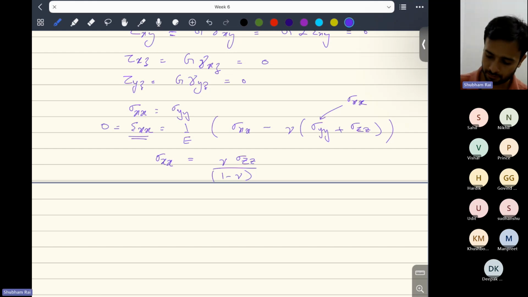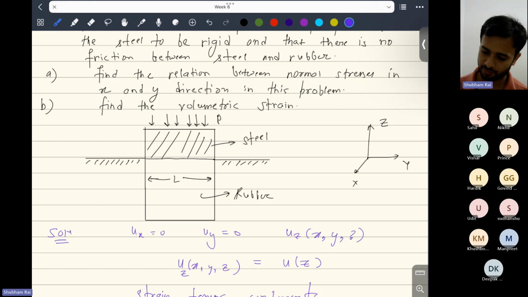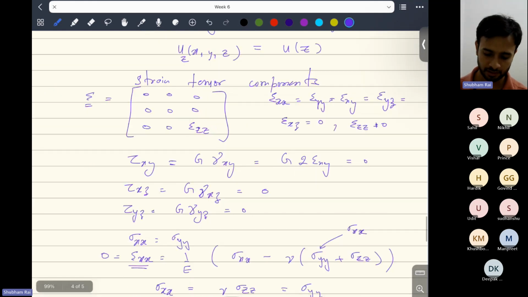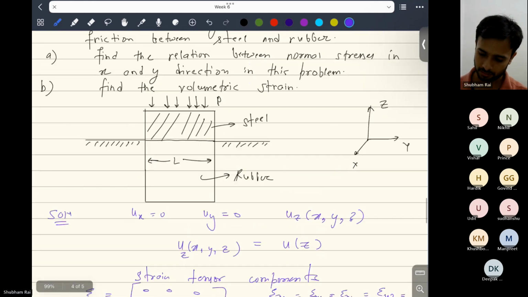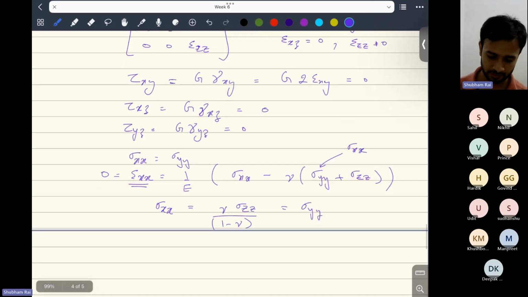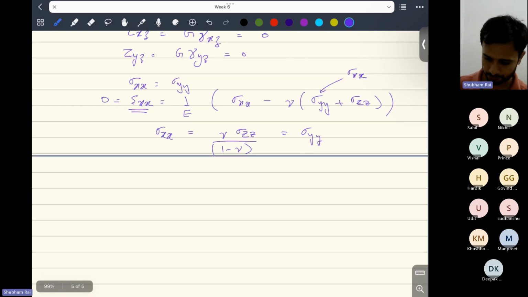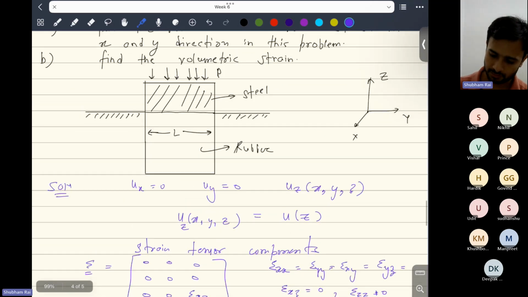So you have got the expression of sigma xx, and this will also be sigma yy. Now you have to find a relationship between the normal stress in the x and y directions in this problem. The normal stresses in x and y are equal, but you have to express them in terms of sigma zz. So this we have done. Now let's find sigma zz. For that, we need to find out the traction on the top surface.